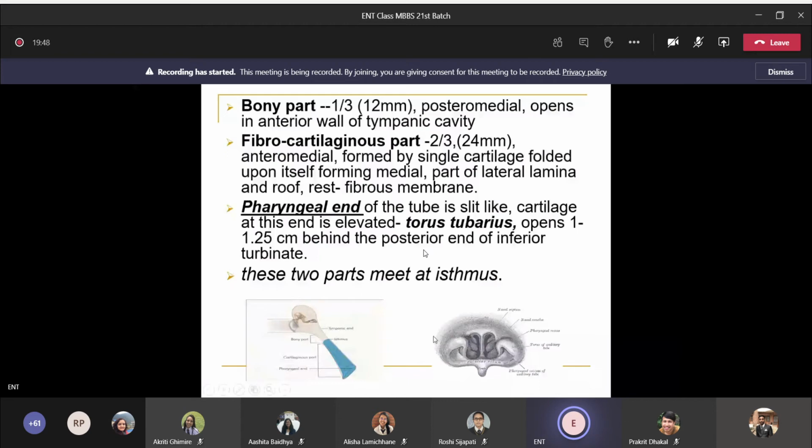This is the picture of the nasopharynx, where you can see the posterior end of the septum, the posterior ends of the turbinates, and there is an opening of the eustachian tube, which has a swelling-like protrusion that is made up of torus tuberis. Now it has a bony part that makes 1/3 of the tube, that is 12 millimeter of the total 36 millimeter. The posterior medial part is bony and opens in the anterior wall of the tympanic cavity.